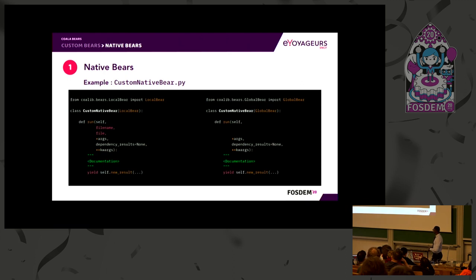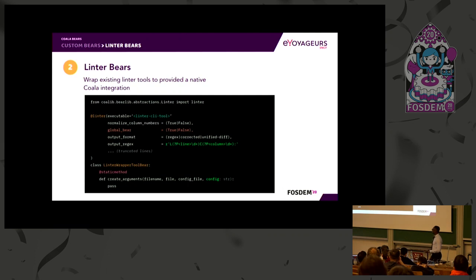And the global bills also do the analysis on the whole project. Linter bills use your own tools and wrap your tools. Just imagine you have a linter, like gslint, and you want to use Coala to wrap it. That's why you use a linter bill. You specify the executable, and you have to say if this bill is a global or not. If it's global, it means your tools analyze the whole project. And if not, it means your tools analyze each file.